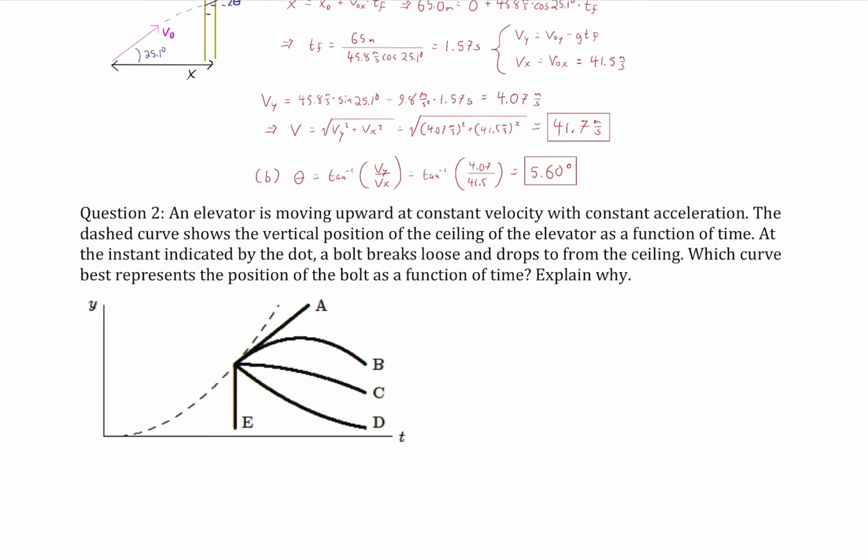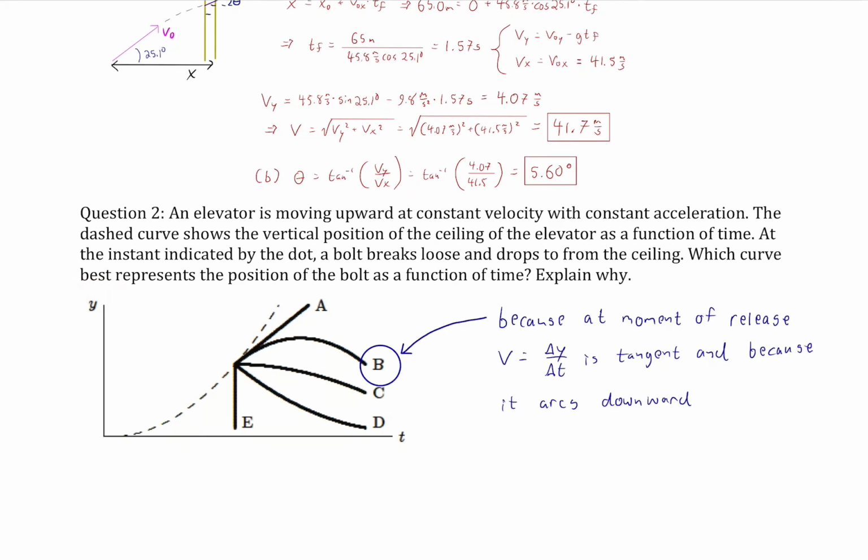Well, let's think about this though. Once the bolt is free from the elevator, it's going to become a projectile, which means that its vertical position as a function of time will have to be parabolic. Well, that means the answer is B, because at the moment of release, v equals delta y over delta t is tangent, as I said, and because it arcs downwards. That's how we know it's B.